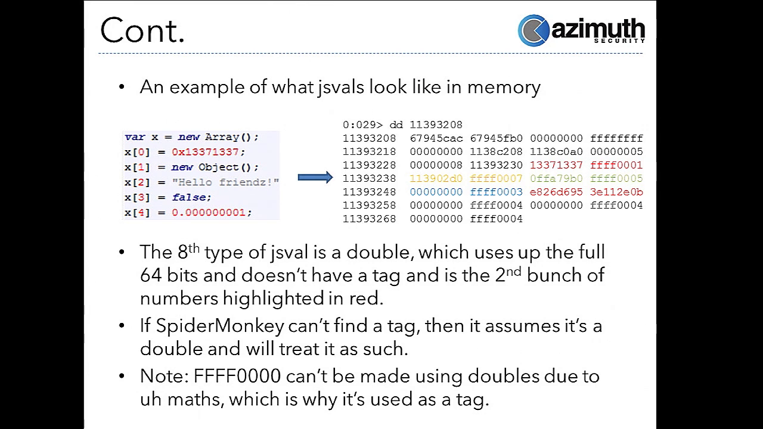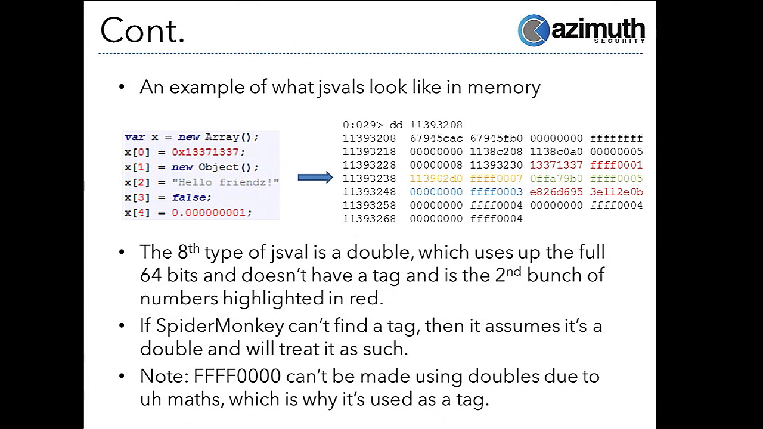One interesting thing here is that you have doubles, and because doubles are 64-bit objects, you need the full 64 bits, which means you can't have a tag. So the double here is represented as a big crazy hex number. If you ask SpiderMonkey to interpret this 64-bit area as a JSVal and tell you what it is, and it can't find a tag, if it can't find any of these FFs, it'll say, oh, it's a double, and it'll just treat it like a double and return it to you as a double.